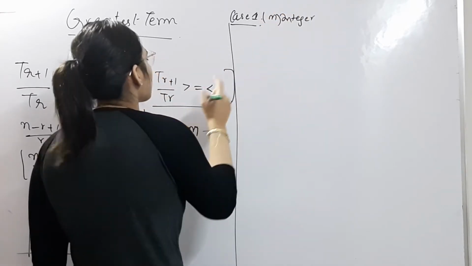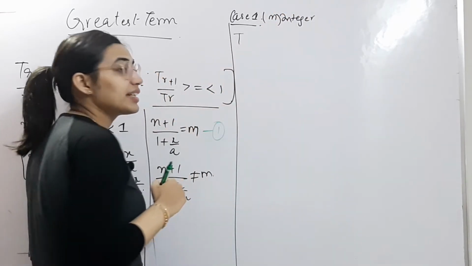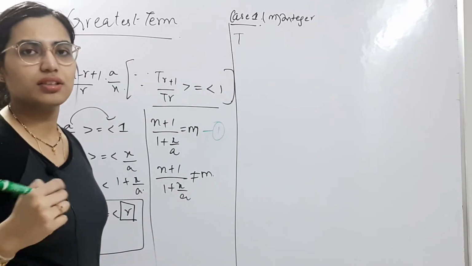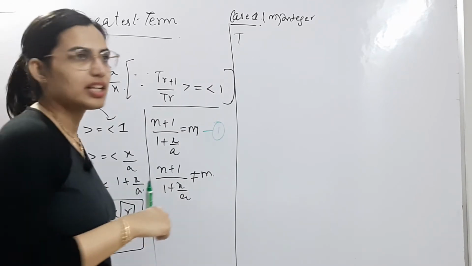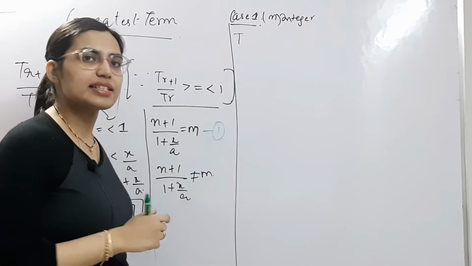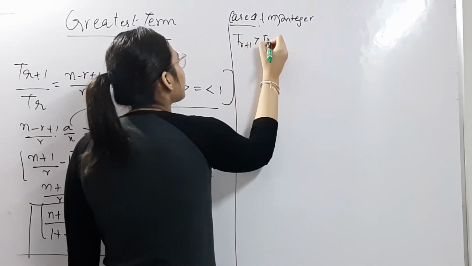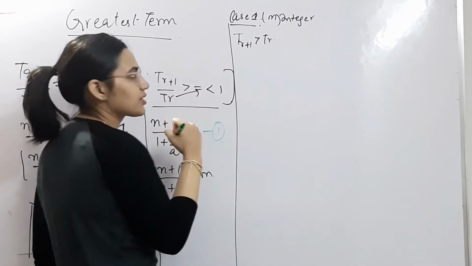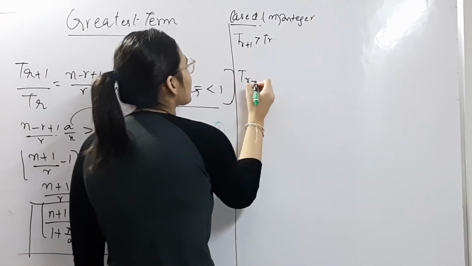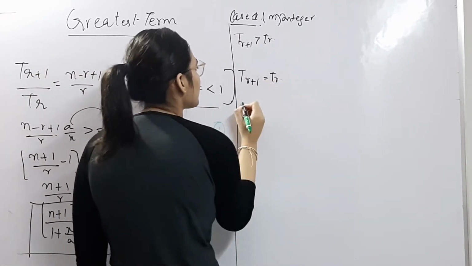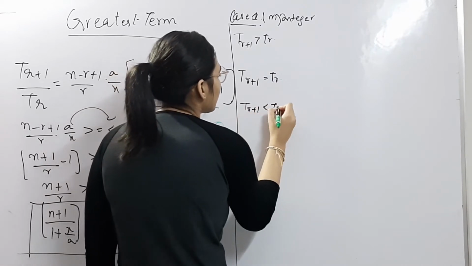So how many cases do we have? Here we know for a fact that T(r+1)/T(r) can be greater than 1, can be equal to 1 or can be less than 1. So we need to consider all these 3 cases and see what happens with the division. So when T(r+1) is greater than T(r), just take T(r) that side, and you need to also understand what happens when T(r+1) is equal to T(r) and T(r+1) is less than T(r).